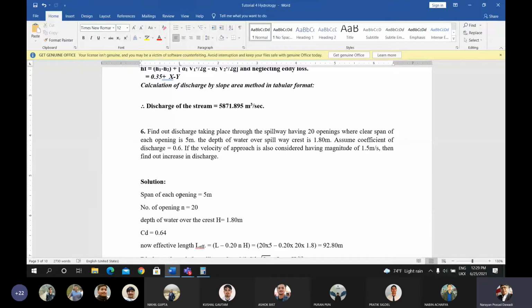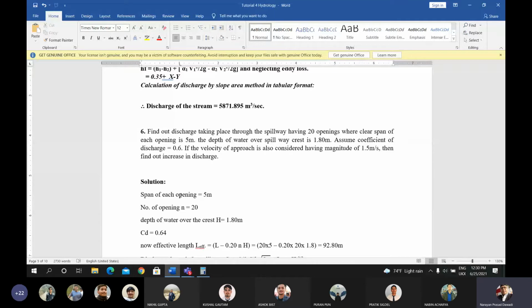The span of each opening is 5 meter, and the number of openings is 20. We have to find the discharge passing through each opening of the spillway by using the simple weir formula, considering the velocity of approach and without considering the velocity of approach. The spillway crest water depth is 1.80 meter. The opening is 5 meter in length, and it has 20 openings.